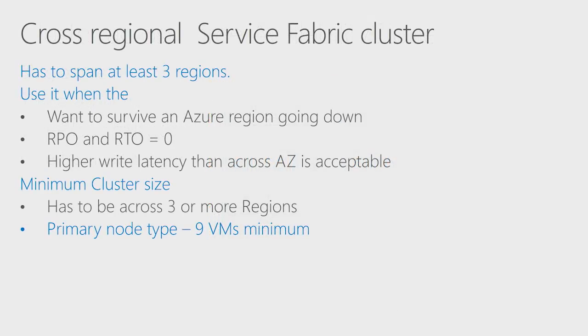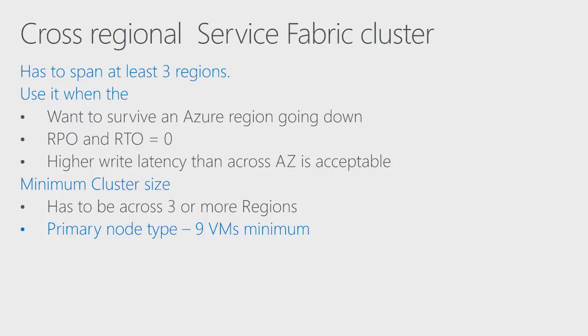So a cross-regional Service Fabric cluster is also something that you could set up. You can set it up to run across 3 different regions. And this is really where you want to survive an entire Azure region going down. This is where you're looking at your RPO and RTO, which are essentially how much data loss and how much time after the disaster happens before you have recovery. You want that to be 0. So if an Azure region goes down, you don't have to necessarily spin up services in another location. Service Fabric is going to manage that for you, recognize it, and everything will still continue to run.